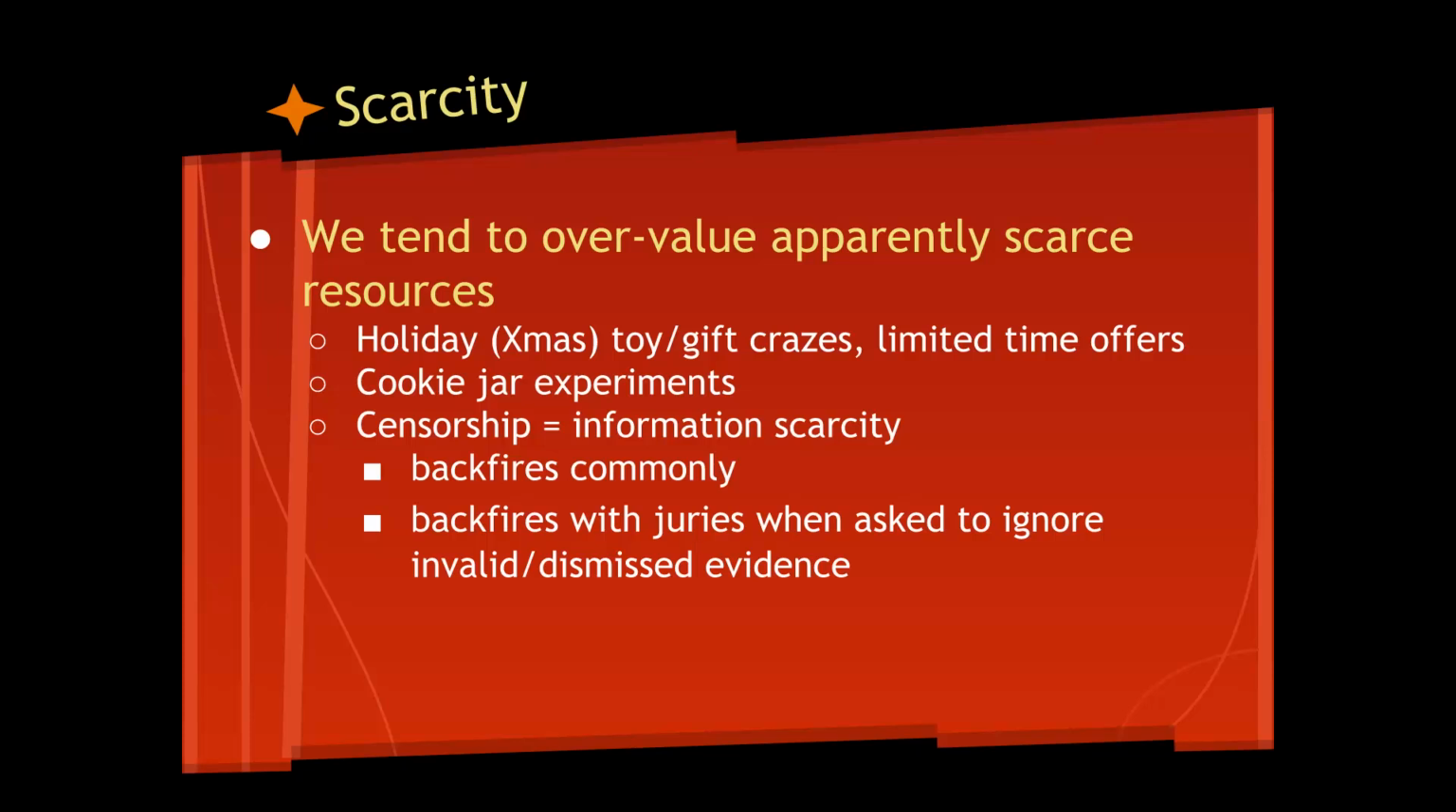If juries are asked to ignore invalid or dismissed or otherwise outruled evidence, they often still take it into account when they're making their deliberations. And this backfires against the courts time after time. And any form of information scarcity or censorship really just always backfires in every single experiment. Whether it's something like SOPA or PIPA or trying to censor the internet on Twitter or YouTube in other countries, it always backfires.